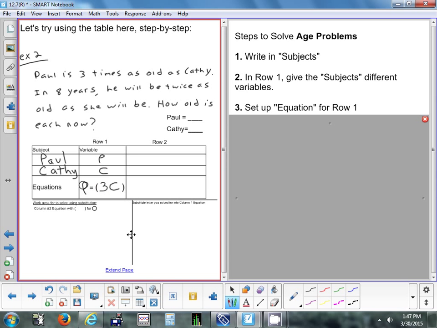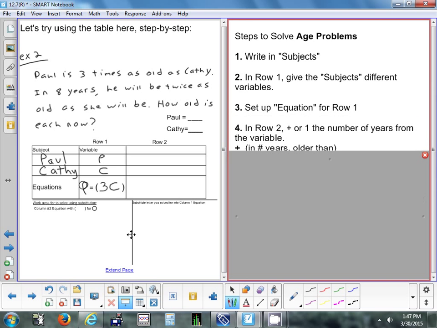So here's our first row, right? Now, we're on step 3. So we just set up our equation for row 1. Now we're on step 4. In row 2, I should say minus. In row 2, plus or minus the number of years from the variable. I want to get to that in a second.